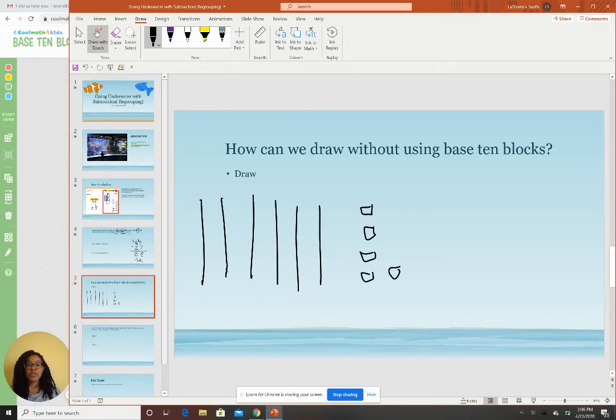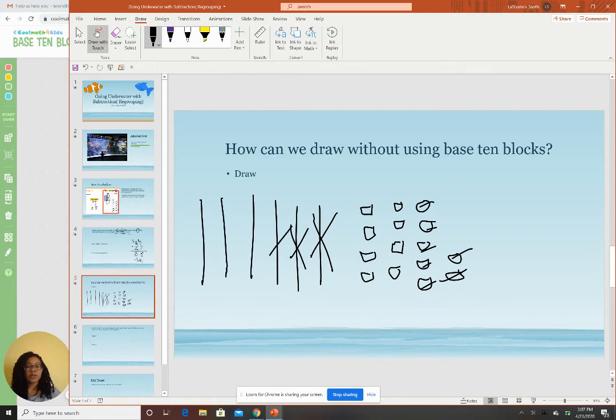And then what we can do is, just like we did with our base 10 blocks, we can cross off the 10 and decompose to make 10 ones. 1, 2, 3, 4, 5, 6, 7, 8, 9, 10. And then we can now take away the 27, right? So 1, 2, 3, 4, 5, 6, 7, and then you have to take away the 20. And so now we have 10, 20, 30, 31, 32, 33, 34, 35, 36, 37, 38.